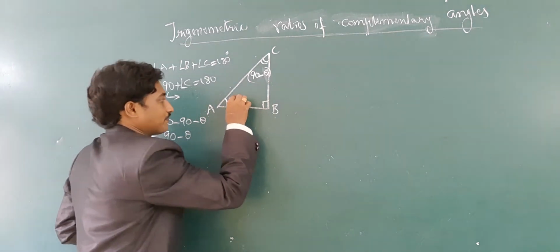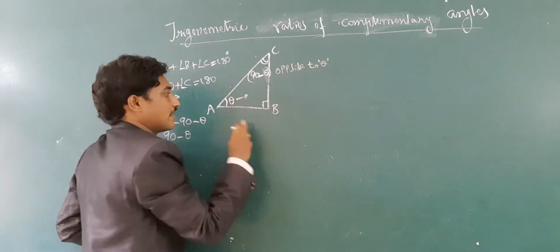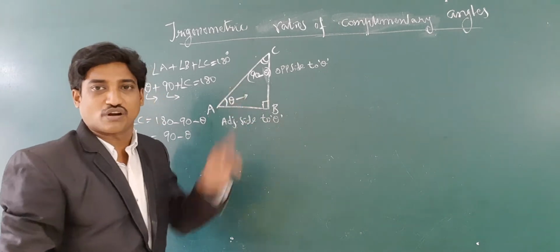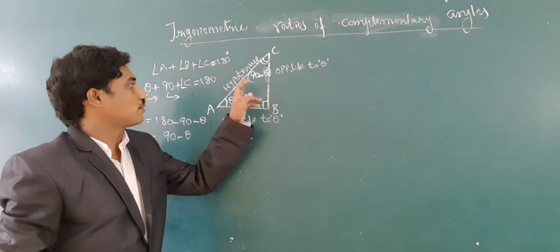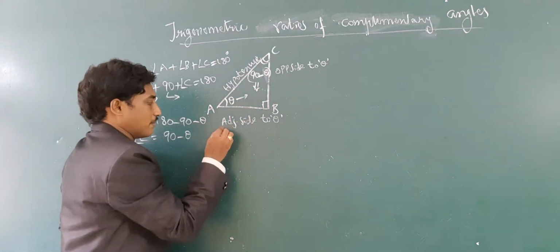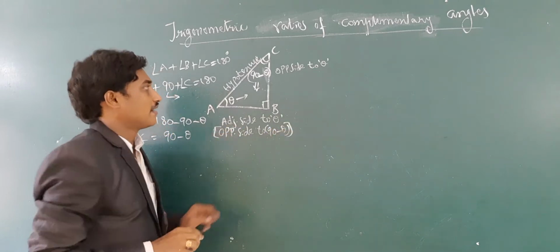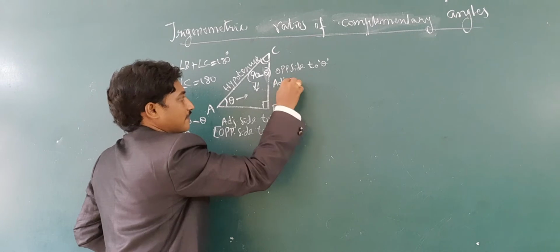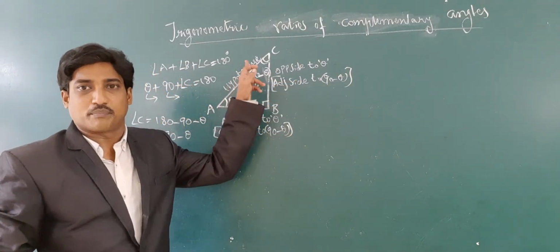With respect to theta, BC is the opposite side to theta, and AB is the adjacent side to theta. The side opposite the right angle is called the hypotenuse. With respect to 90 minus theta, AB is the opposite side to 90 minus theta, and BC is the adjacent side to 90 minus theta. The side opposite the right angle is called the hypotenuse all the time.